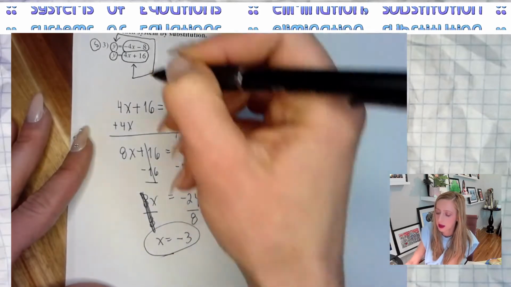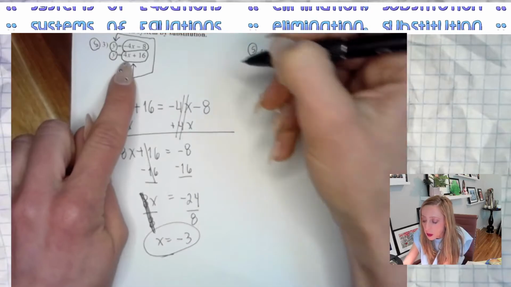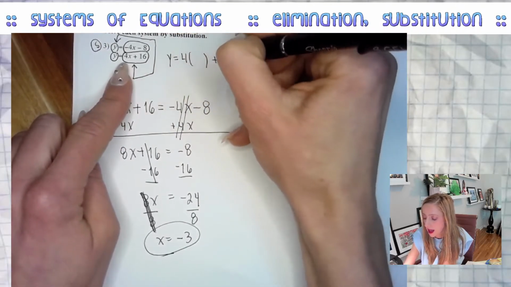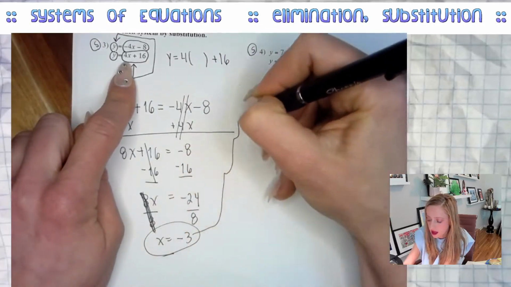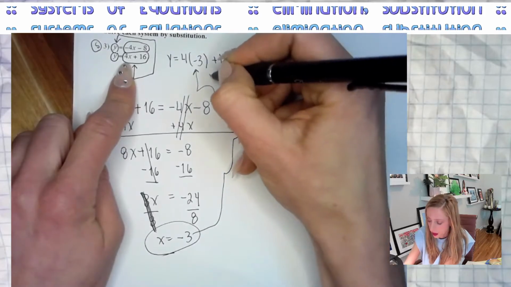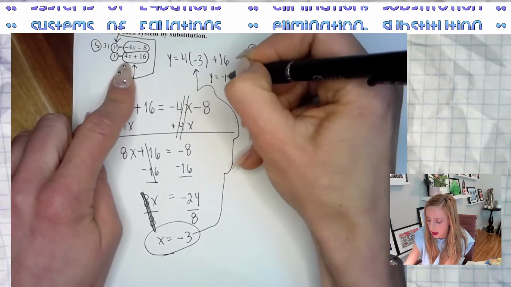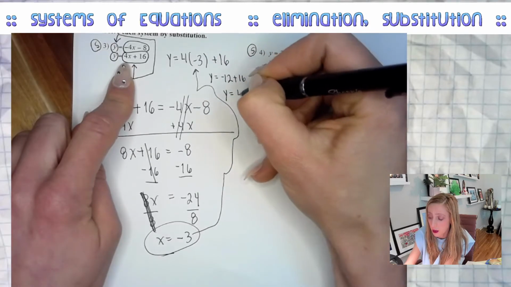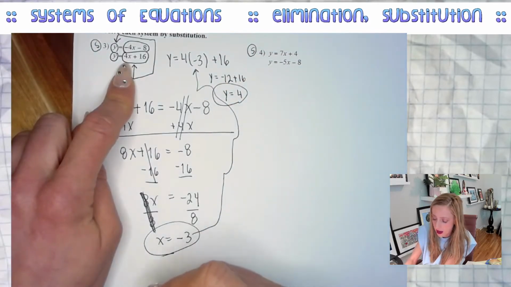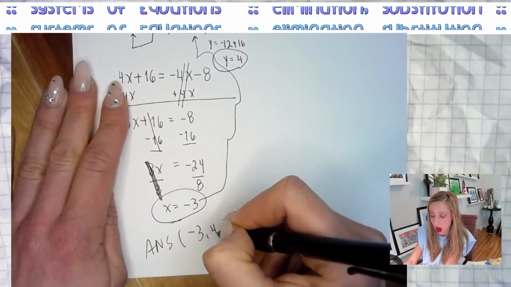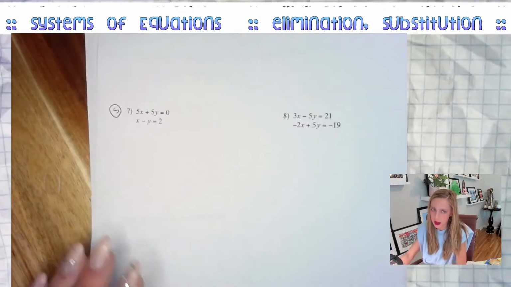Not done. Pick an equation and plug it in. Maybe you like the more positive equation. y equals 4x plus 16. Plop in negative 3. It's kind of like another substitution, right? Then we get y equals, showing our work, negative 12 plus 16. And that means y equals positive 4. Final answer is negative 3, 4.